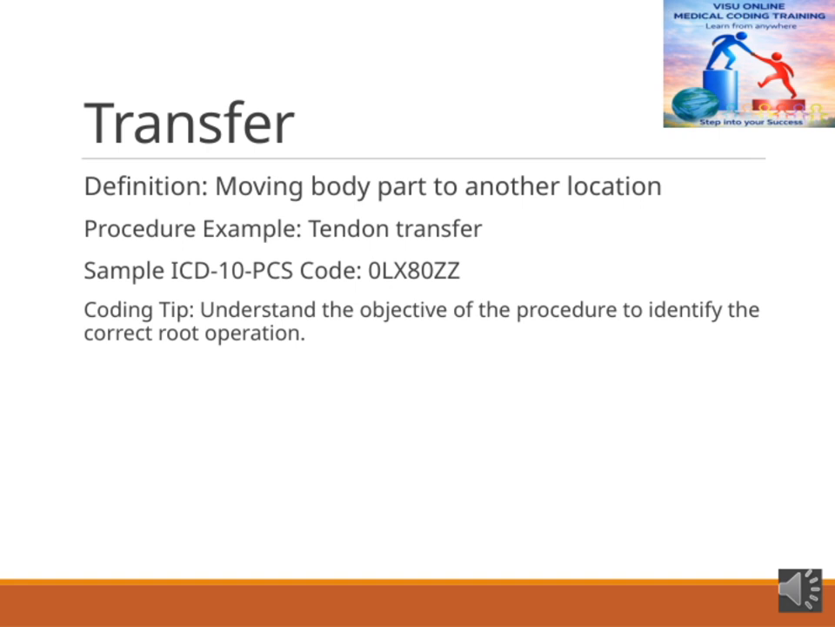A key tip to remember is that understanding the objective of the procedure is crucial. By knowing what the surgeon aims to achieve, you can accurately identify the correct root operation. So, when you're coding a transfer, think about the goal of the procedure. Are they relocating tissue, or perhaps rerouting a tendon? This understanding will guide you to the right code and ensure precise documentation. Overall, grasping the concept of transfer helps us better interpret the procedure's intent, which is essential for accurate coding and effective communication within the healthcare setting.